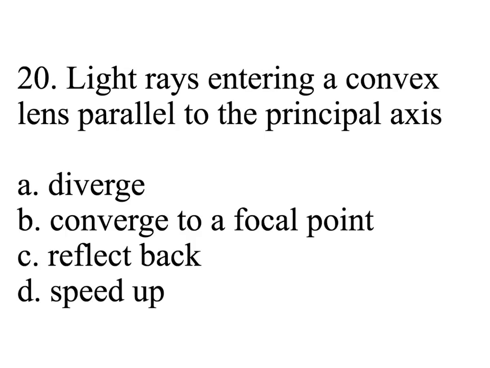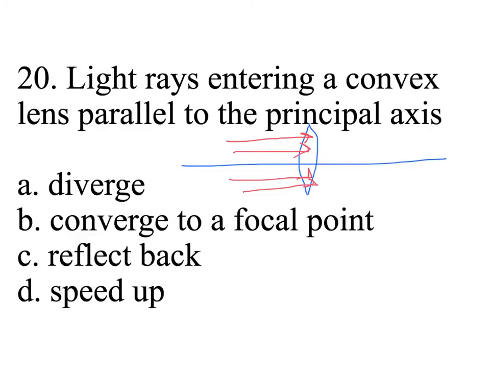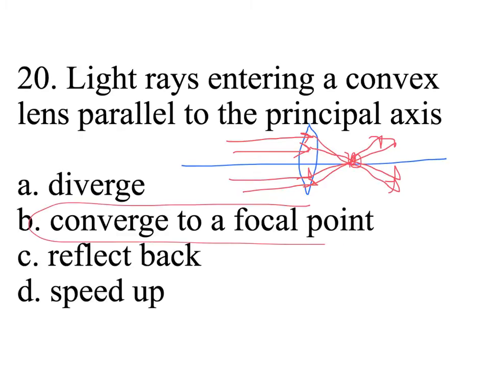Light rays entering a convex lens parallel to the principal axis do what? Well, here's a principal axis and here's a convex lens. And let's draw some light rays. So I have light rays coming in, more light rays coming in, more light rays coming in. What do they do? They all bend in to the focal point. So the focal point is right there. So they converge on a focal point.